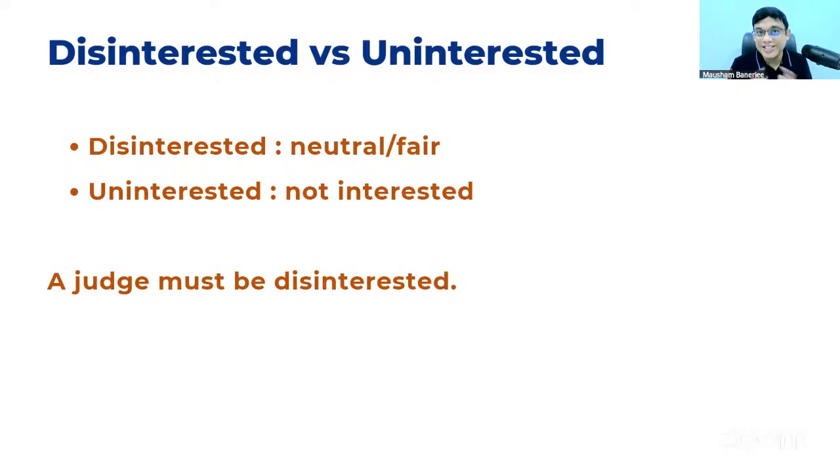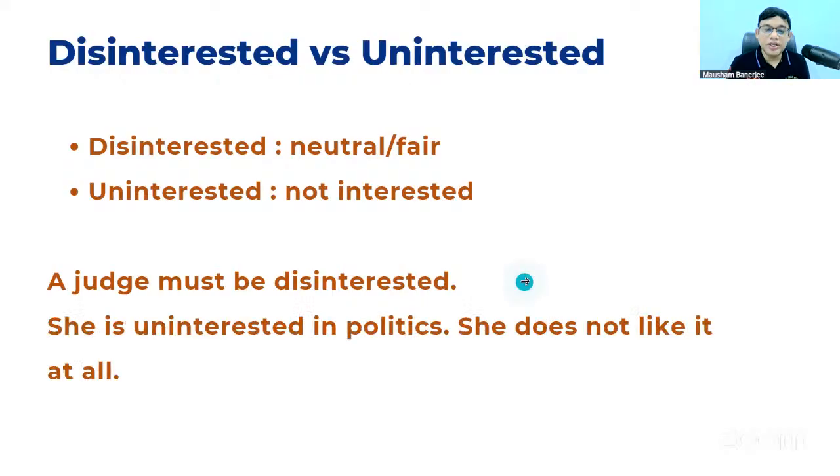This is called disinterested. Uninterested: she is uninterested in politics. She does not like it at all. So let's say somebody does not like politics. She is not neutral. She just hates politics. So then I can say that person is uninterested, does not like something. That's uninterested, not interested. So this is the major difference between disinterested and uninterested.